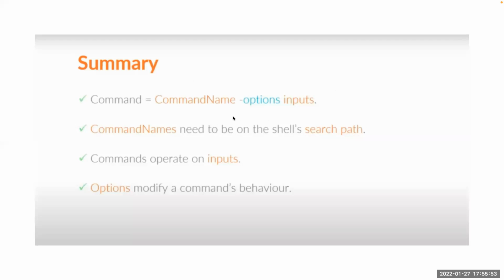So if you have a command name, then a space, a dash and an option, and then another space, this is an input. After this is always an input. Options and inputs are different. Is the input related to the option? No, it is not related. I will show you later, especially when we get to Git, what the option is and what the input is.